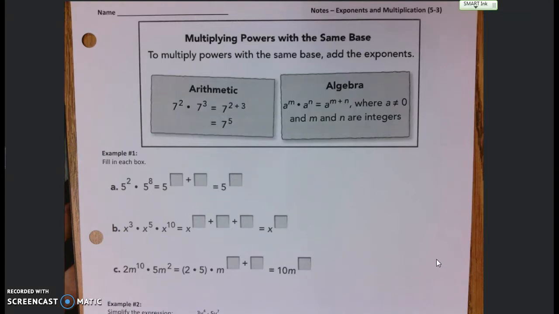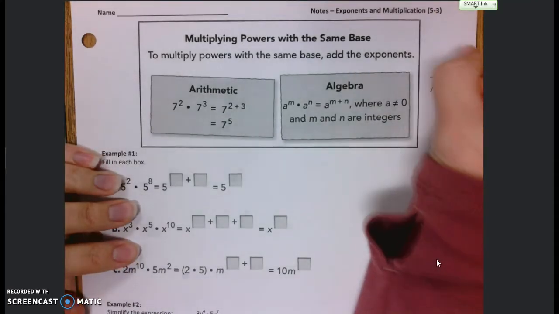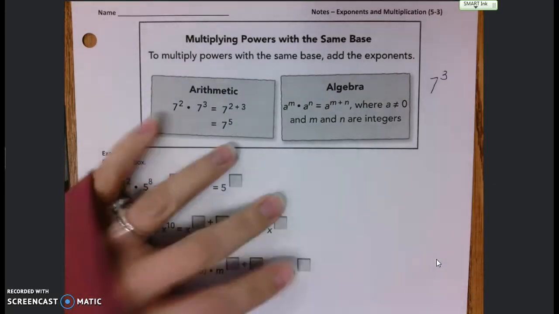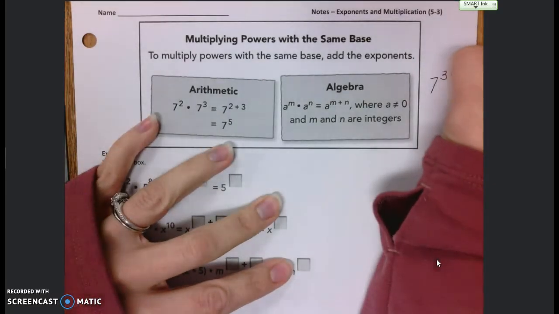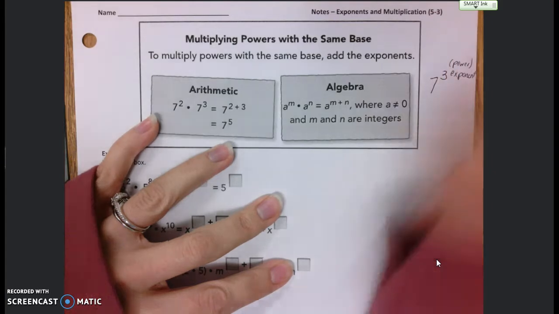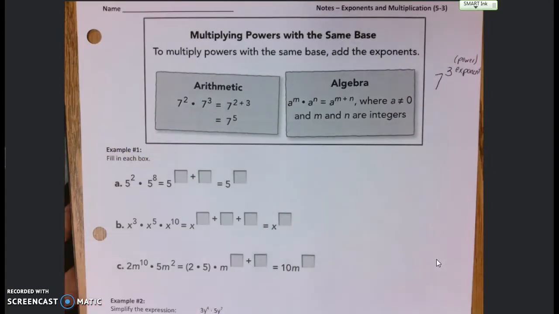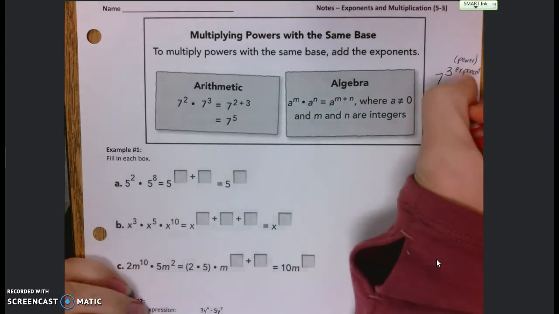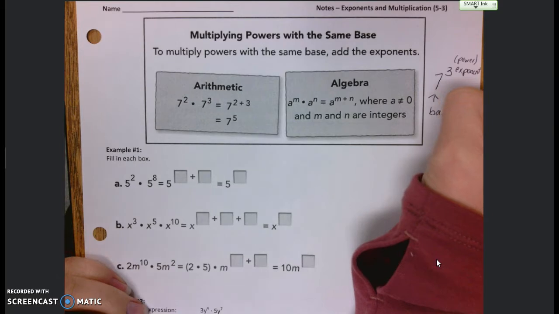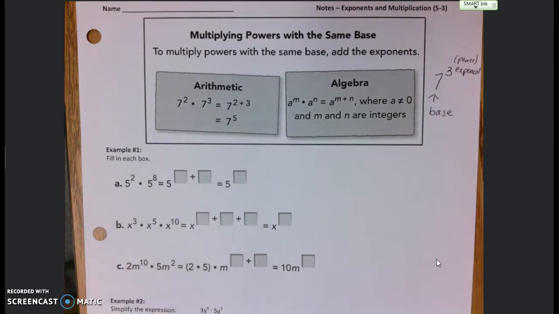So just to go over some review here, if you have 7 to the third, the 3 is called your exponent, or sometimes it might be referred to as the word power. So this might be said as 7 to the third power or 7 to the exponent of 3. The 7 is going to be called your base. Now I'm just going over that vocabulary because if we look at it, it says multiplying powers with the same base. To multiply powers with the same base, you add the exponents.